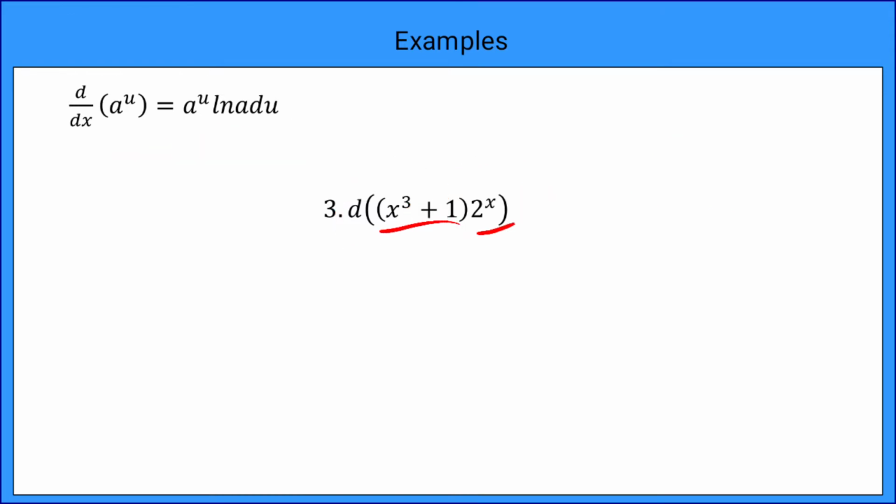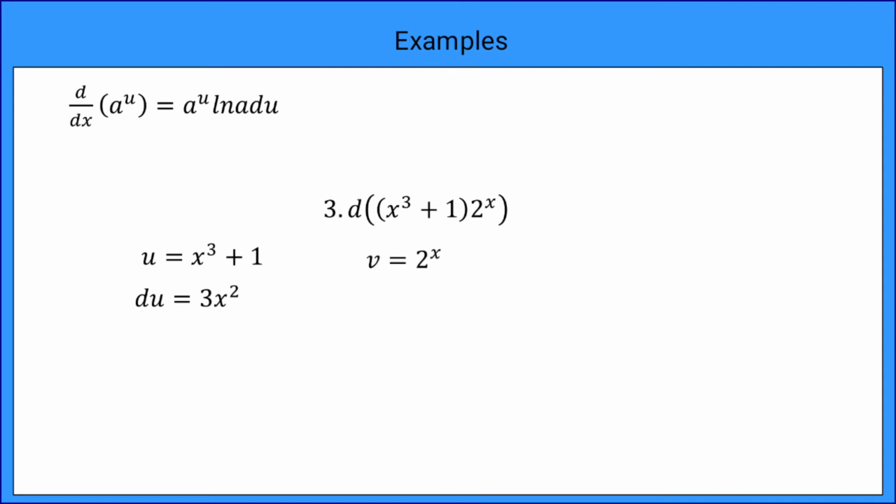So let us start. Since we have a product of functions here, we can represent the first term as u and the second term as v, which is 2 raised to x. So our u is x cubed plus 1. And what will be the derivative of x cubed plus 1? It will be 3x squared. The 1 is eliminated because it's a constant. When you're getting the derivative of a constant, it is always 0.